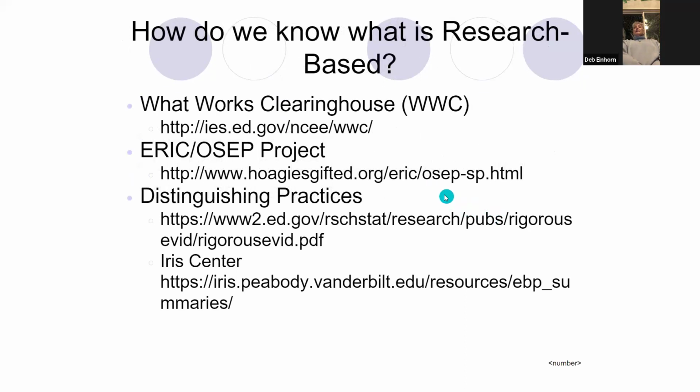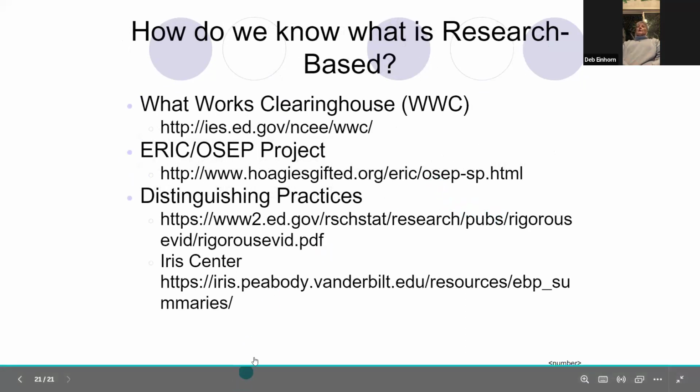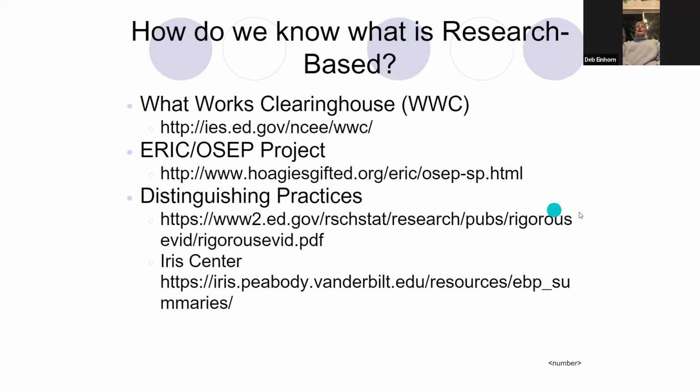How do we know what is research-based? Well, there are a lot of resources that you can look into. These are some websites that you can go to. The What Works Clearinghouse, the top one on this list, is updated continually. That's provided by, or funded by, the US Department of Education, and it's continually updated. So it's a really, really good resource. All of these are really good resources.